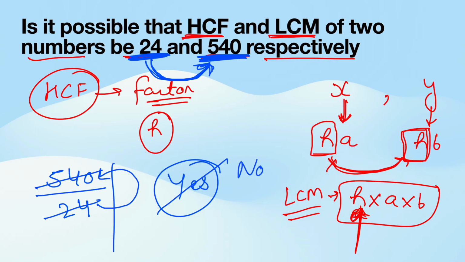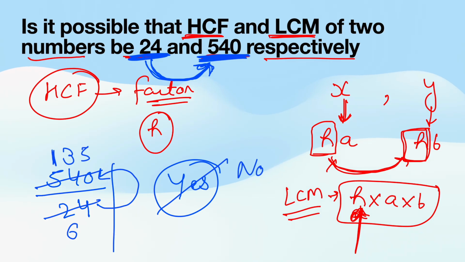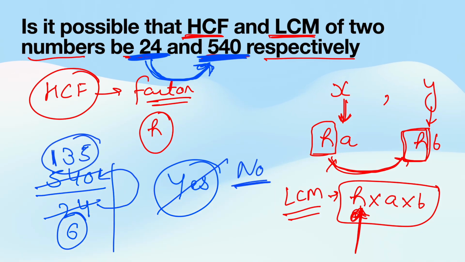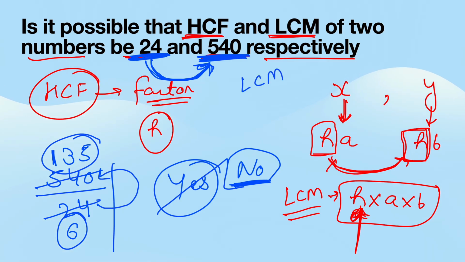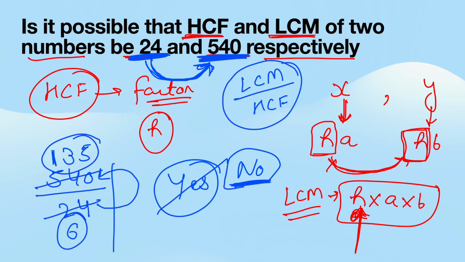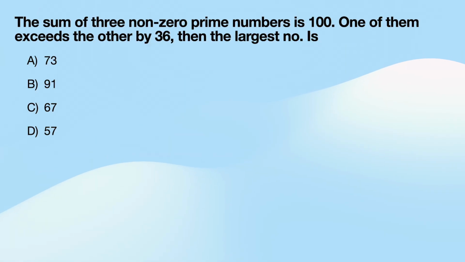Just divide them. Getting 6 here. Okay, 135 by 6 not divisible, so it means it is not possible. Clear? So the simple trick here is, whenever HCF is given, LCM is given, and we have to check whether it is possible to have this LCM or HCF, then just divide LCM by HCF. If you are getting a complete divisible thing, it means yes, it is possible, otherwise no, it is not possible, because we know one of the factor of LCM will be the HCF. Clear? Coming to the next question.